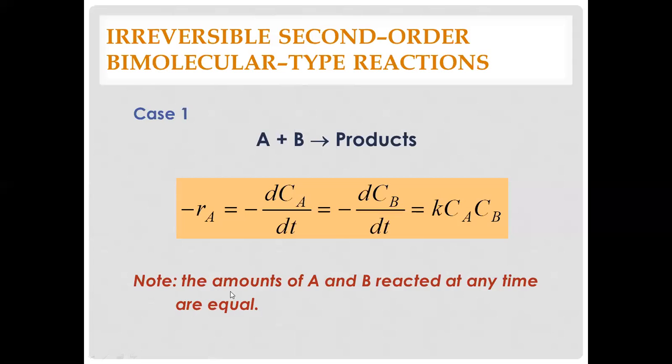You can interrupt me if you have any questions. So that's what it meant here. The amounts of A and B reacted at any time are equal because of the stoichiometric equation that tells it so. Now we'll move forward.